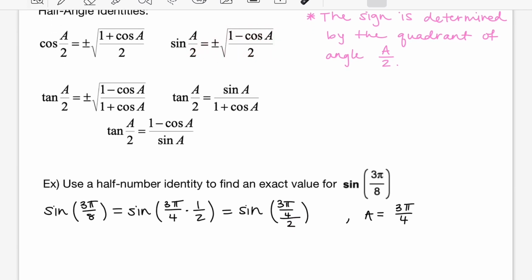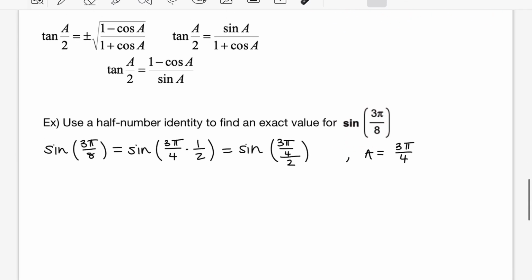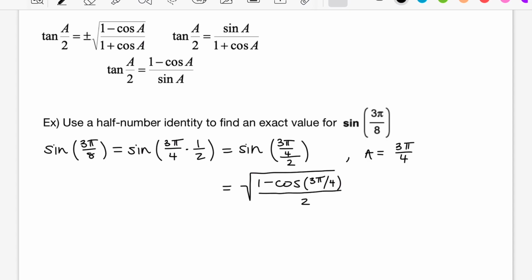We also know that 3 pi over 4 is going to be in the second quadrant. And in the second quadrant, our value for sine is always going to be positive. So we're going to take the positive of this square root. So we have 1 minus cosine of angle A divided by 2.